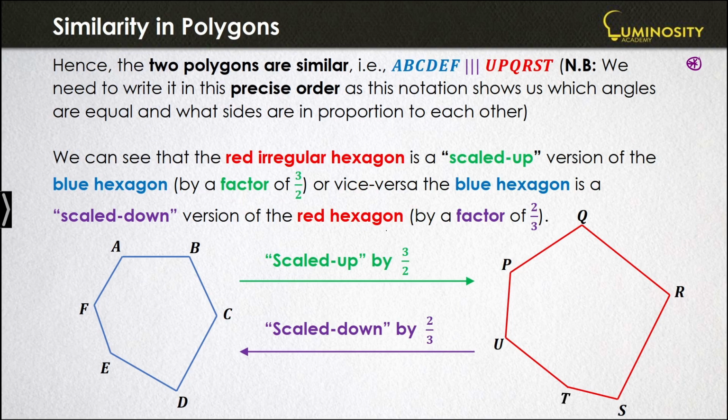We write it as ABCDEF is similar to UPQRST. Again, for emphasis, we need to write it in this precise order, as this notation shows us which angles are equal and which sides are in proportion to each other. So it's important that we write it in the correct order. We can see that the red irregular hexagon is a scaled up version of the blue hexagon by a factor of 3 over 2. If the blue hexagon was increased by a factor of 3 over 2 everywhere, it would become the red hexagon. Or vice versa, the blue hexagon is a scaled down version of the red hexagon by a factor of 2 over 3, and that's the ratio we saw here.